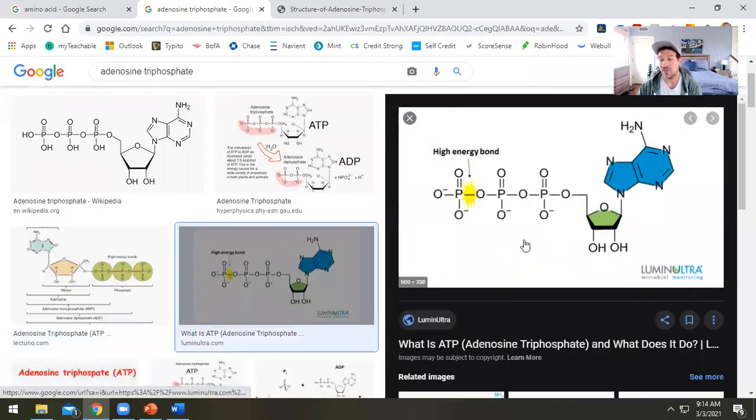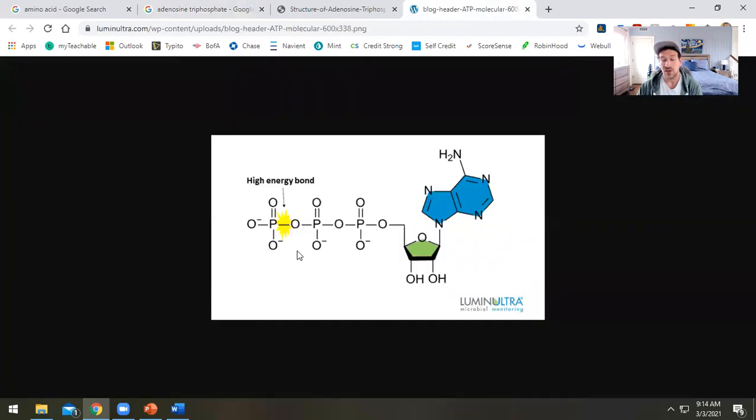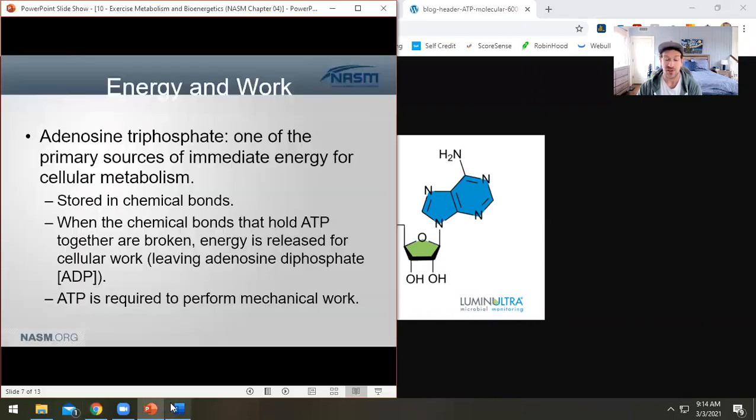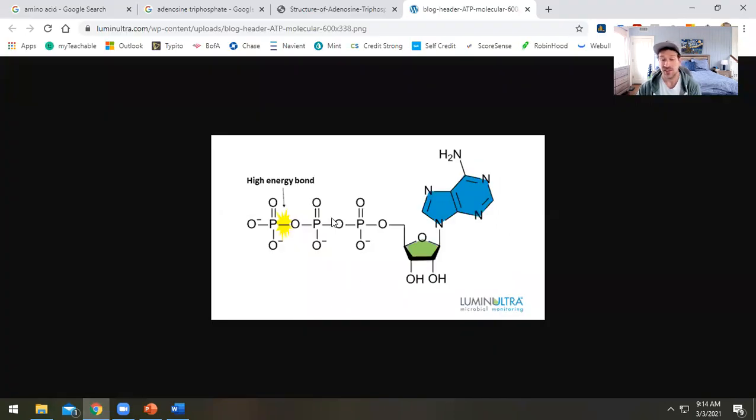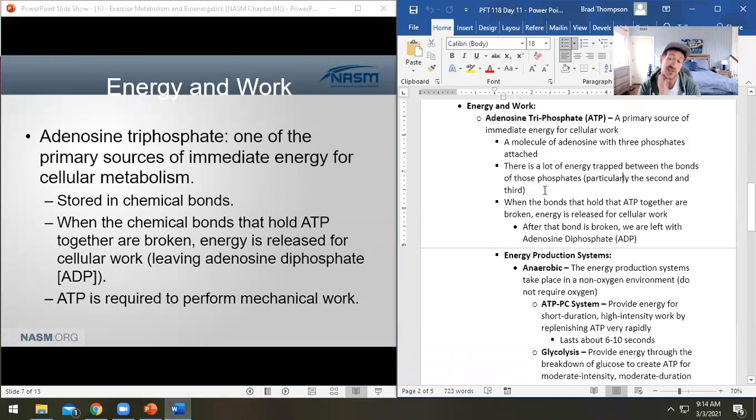Now, there is a ton of energy. Here's a slightly different looking version of it. There's a ton of energy trapped right here between this final bond. If your body breaks that bond, all of that energy is released, and it allows our cells to do all of their work. So ATP is a molecule of adenosine with three phosphates attached to it. There's a lot of energy trapped between the bonds of those phosphates, particularly the second and the third, although there is energy trapped between this bond and this bond as well. But most of the energy is in the second and third.